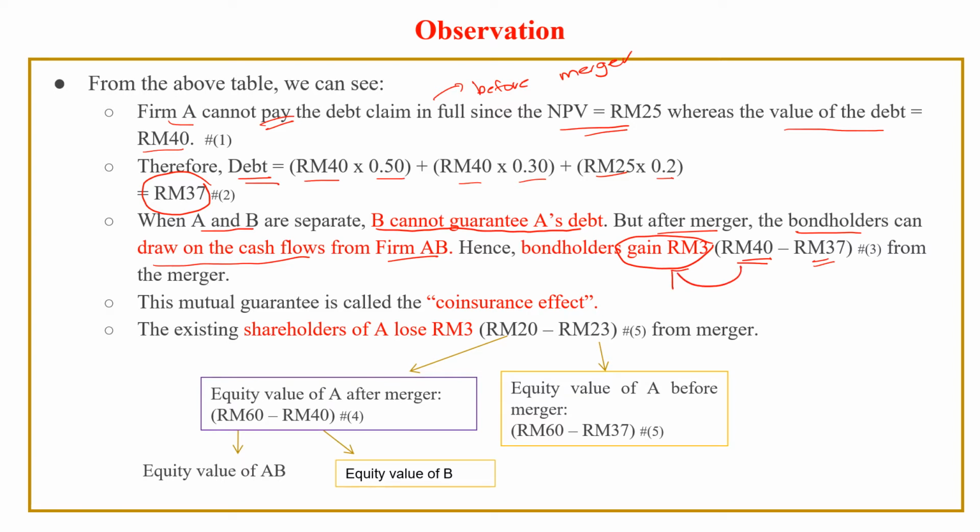That's why bila one firm has debt, kita ada belajar yang sebelum tadi, dia ada cakap the bondholder will gain and the shareholder will loss. So kita akan tengok part mana yang shareholder akan loss. And then the mutual guarantee is called as co-insurance effect. Maksud dia saling membantu antara firm A and firm B, itu yang we call as mutual guarantee. And the existing shareholder of A lose sebanyak 3 ringgit.